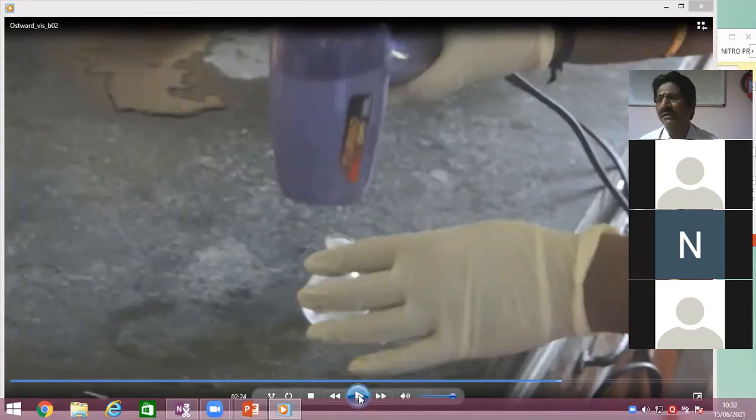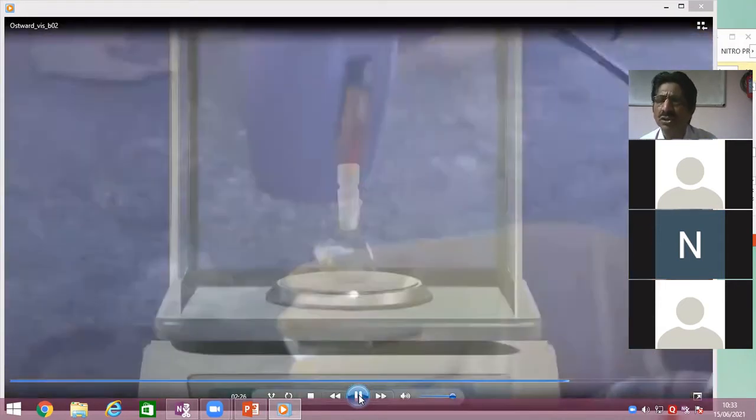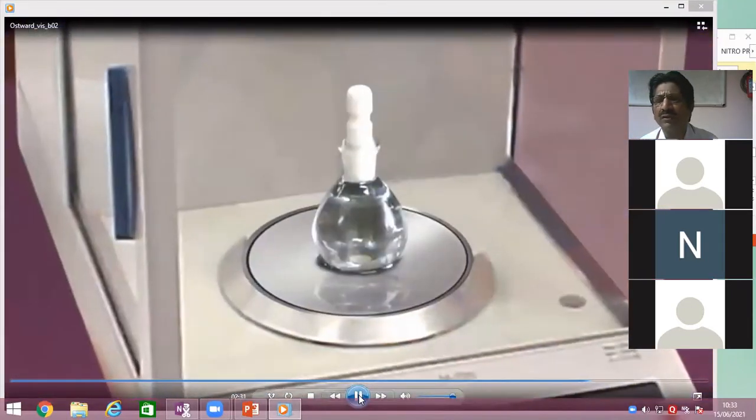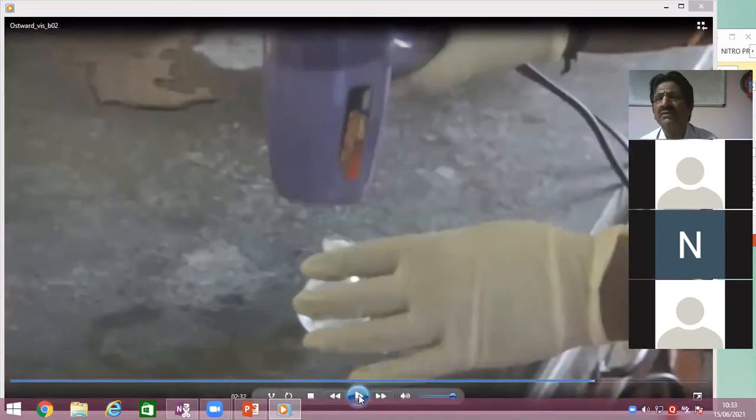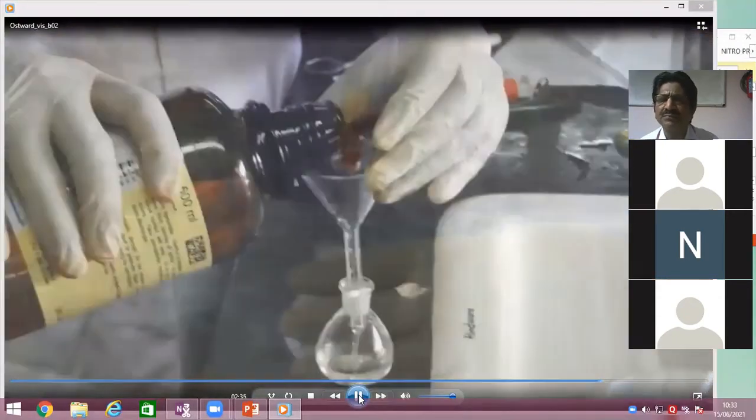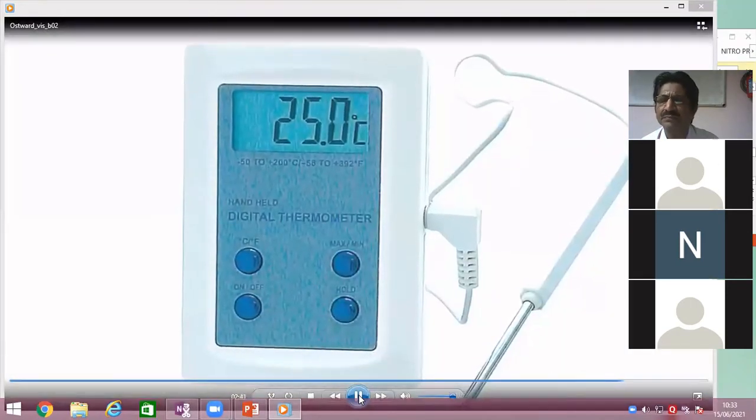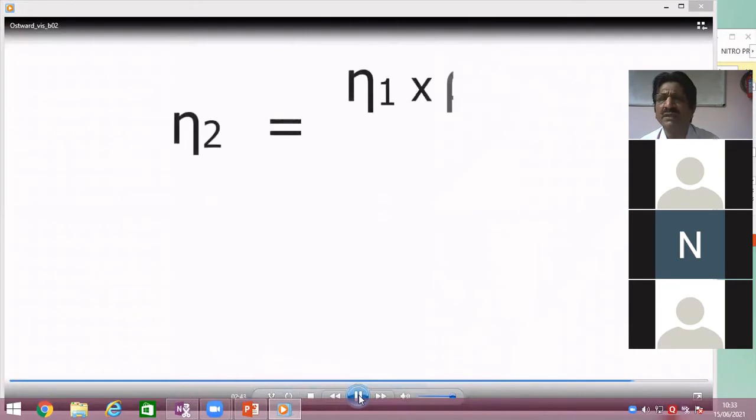Determination of density we have already seen in the earlier cases, where we use the specific gravity bottle. You have to wash and dry it, and then take the weight of the empty specific gravity bottle. Then fill it with water first and once again take the weight with the water. Then go for the second liquid, take the weight with the liquid. Here the temperature will also be recorded.